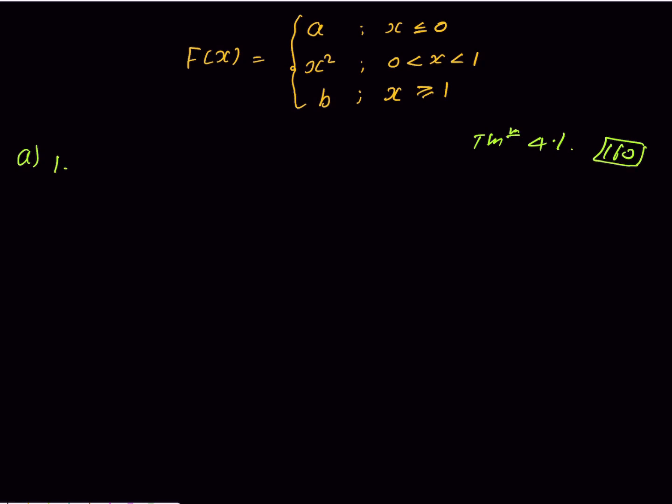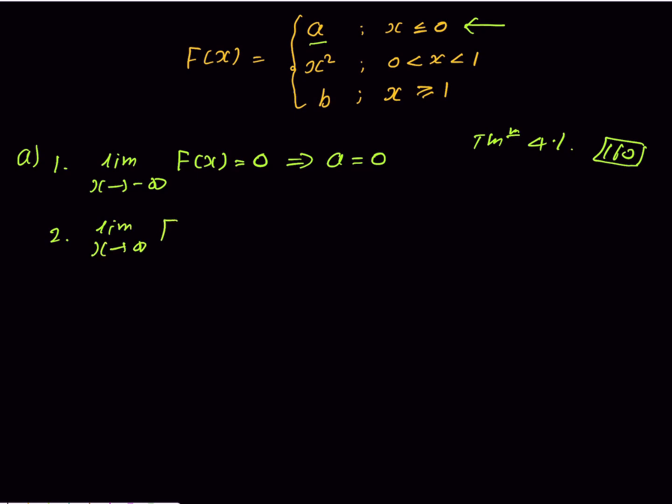So the first property: the limit as x approaches negative infinity of F(x) equals 0. So this is x less than or equal to 0. As x approaches negative infinity, we should consider this one, that is a. Therefore, from this you can say a equals 0. Property number 2: the limit as x approaches infinity of F(x) equals 1. So x greater than or equal to 1, so b equals 1.